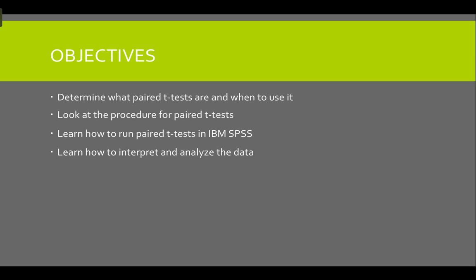Our objectives today are to determine what paired t-tests are and when to use them. We'll look at the procedure for paired t-tests, that way you can calculate them on your own without SPSS. But since we all have that program, we will also look at how to run paired t-tests in IBM SPSS. And finally, we will learn how to interpret and analyze the results.